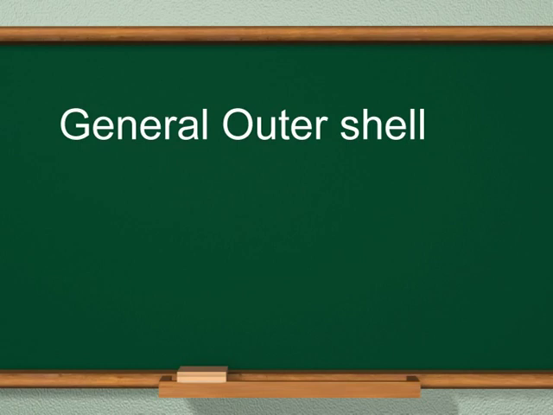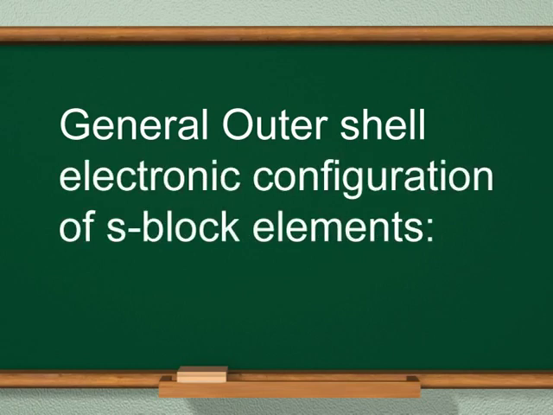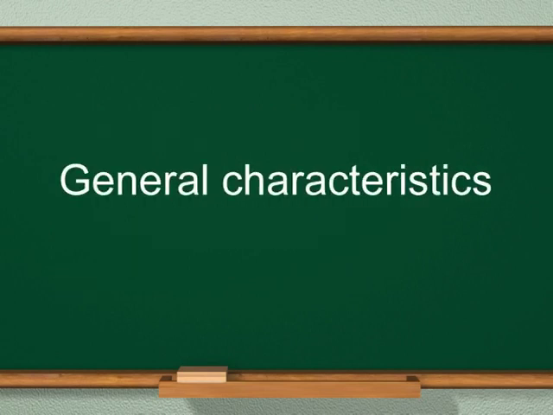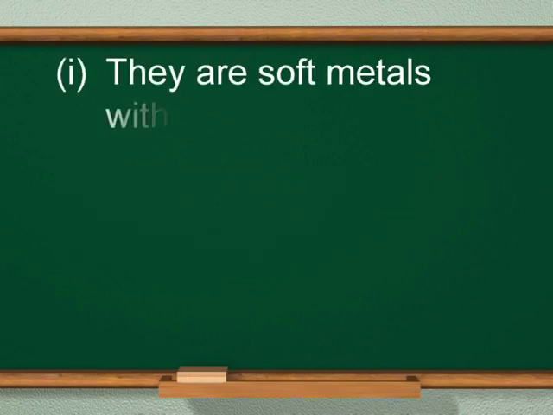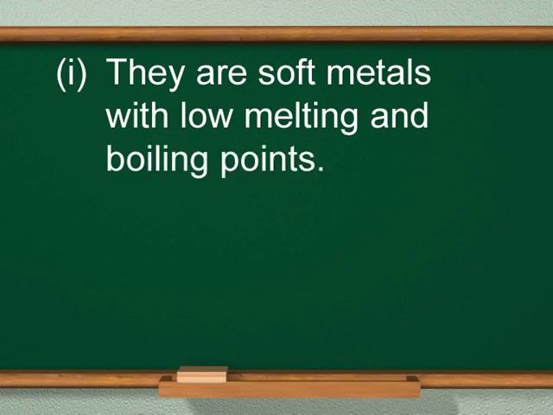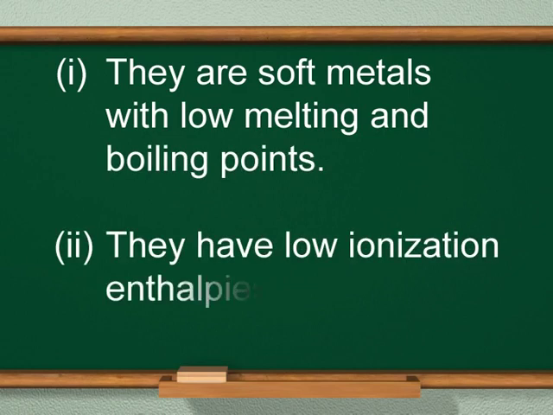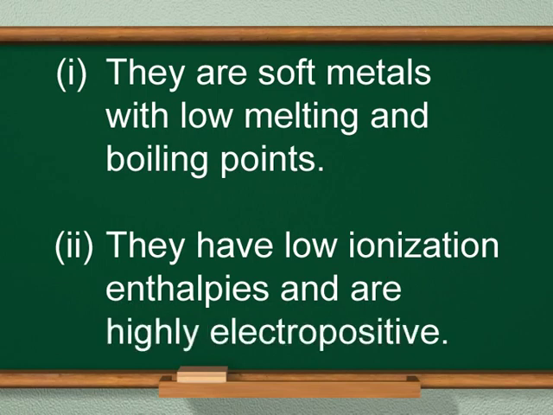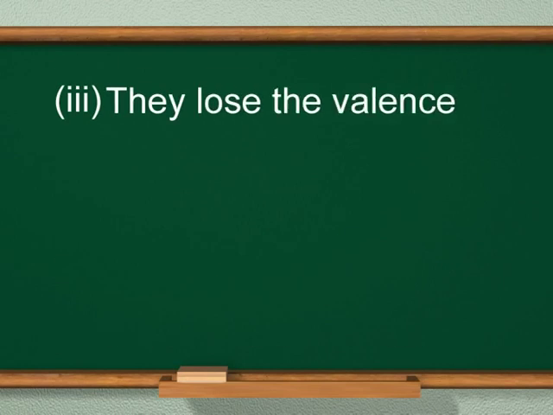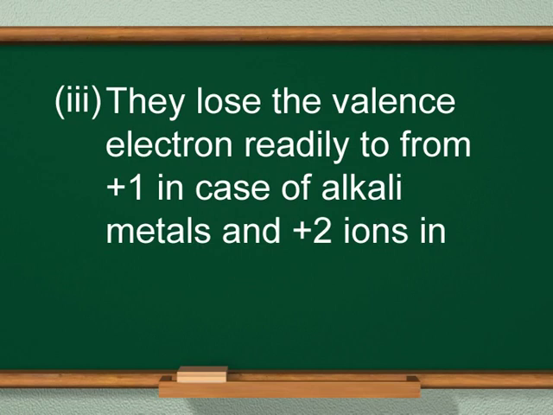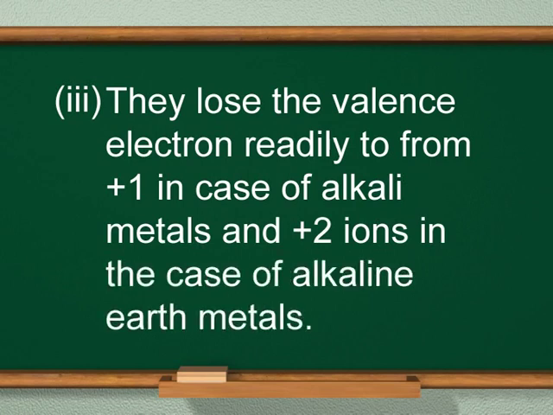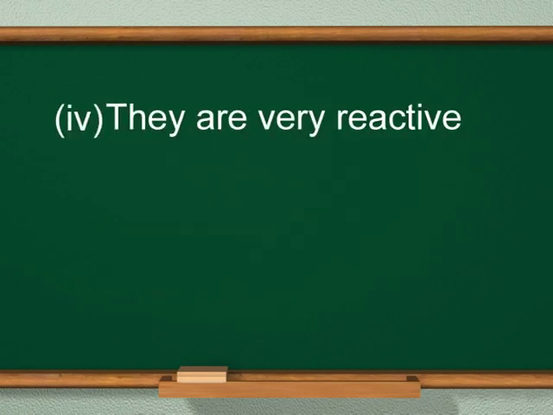General outer shell electronic configuration of s block elements: ns1 to 2. General characteristics of s block elements. They are soft metals with low melting and boiling points. They have low ionization enthalpies and are highly electropositive. They lose the valence electron readily to form +1 ions in the case of alkali metals and +2 ions in the case of alkaline earth metals. They are very reactive metals.